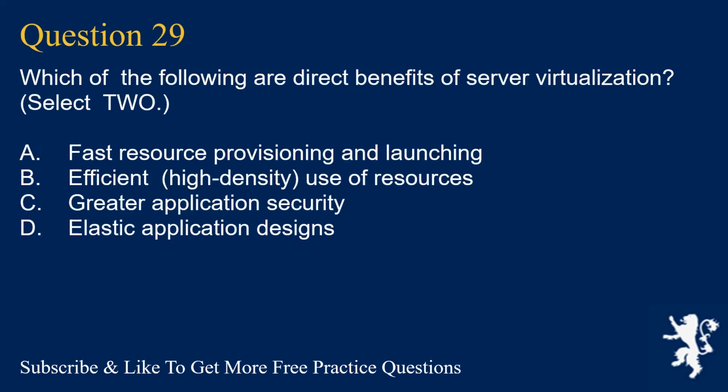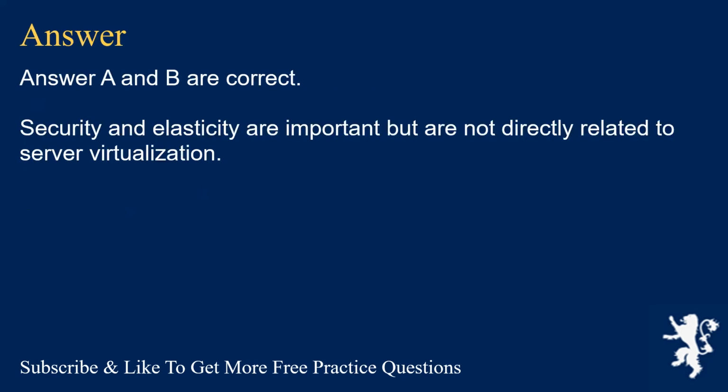Question 29. Which of the following are direct benefits of server virtualization? Select 2. A. Fast resource provisioning and launching. B. Efficient, high-density use of resources. C. Greater application security. D. Elastic application designs. Answers A and B are correct. Security and elasticity are important but are not directly related to server virtualization.